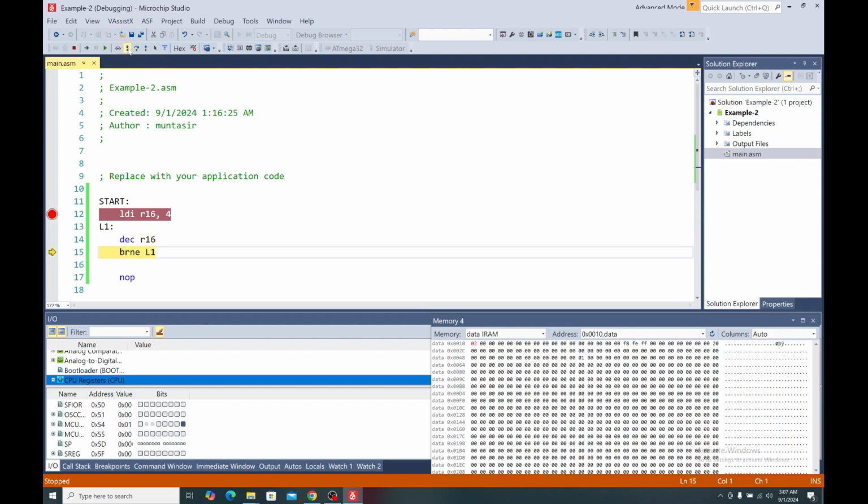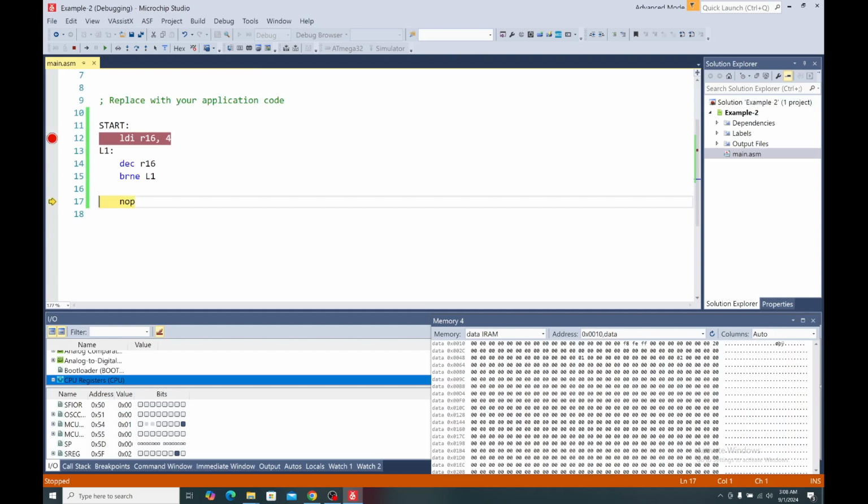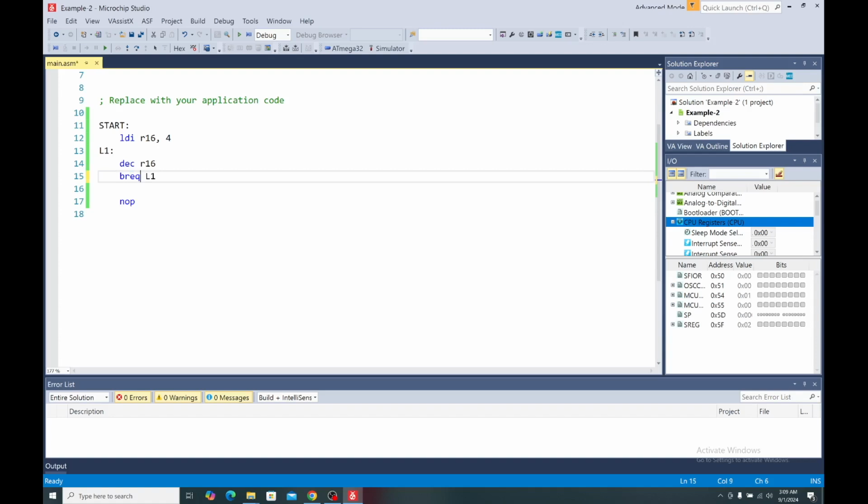Then it gets decremented by 1, and R16 becomes 2, and again it goes back to L1. Then it gets 1, goes back to L1. Now it gets 0, and you will see it will not branch this time, it will fall through. So it gets to this instruction NOP. NOP is just a time wasting operation.